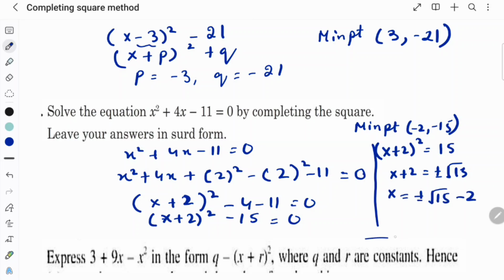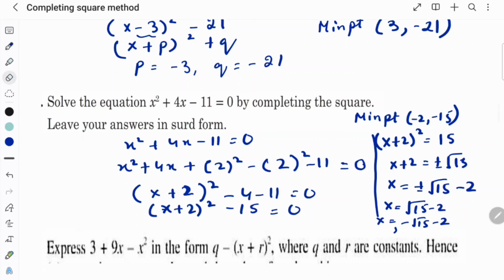If they give you two blanks, then write down separately. Otherwise, you can write it like this. If two blanks are there in your answer space, then x = √15 − 2 and x = −√15 − 2. You can write down these answers to get full marks in this question.